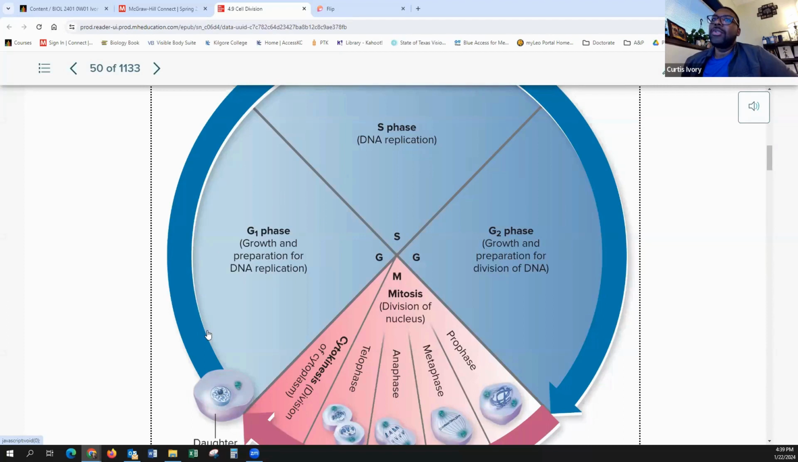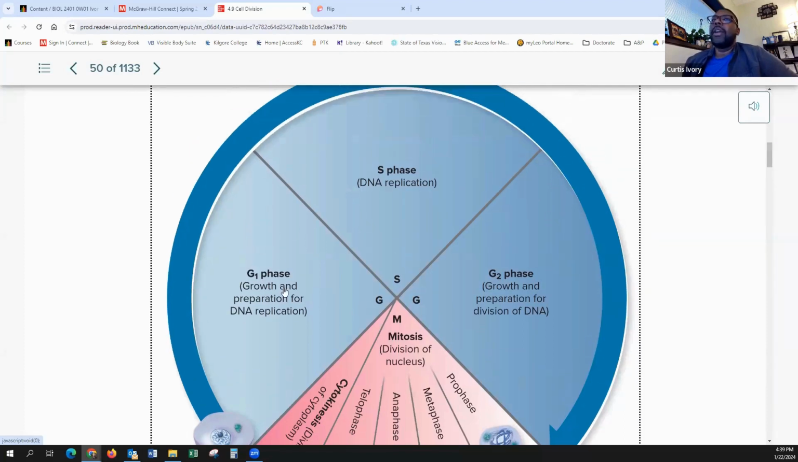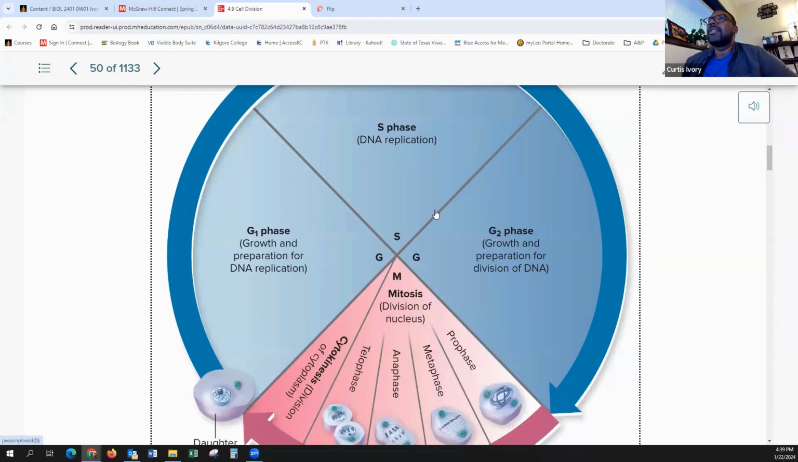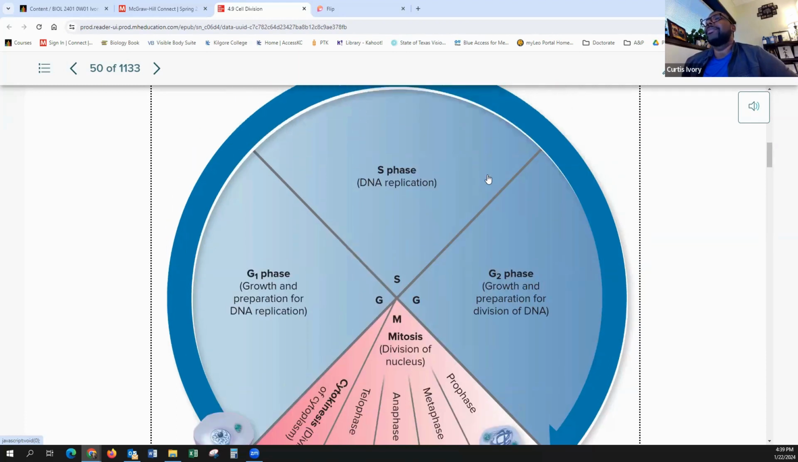And in each one of these stages, it has what's called a checkpoint. The checkpoint allows it to go to the next phase. So when going from G1 to S phase to G2 phase, each one of these lines is a checkpoint. And it doesn't allow the cell to go to the next stage without making sure that it has met all the certifications for that cycle. So this is kind of like quality control.